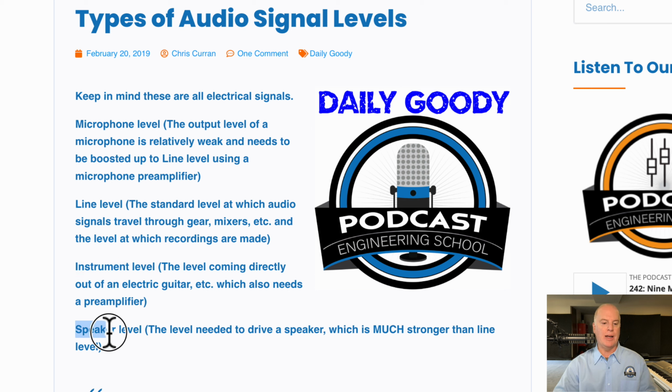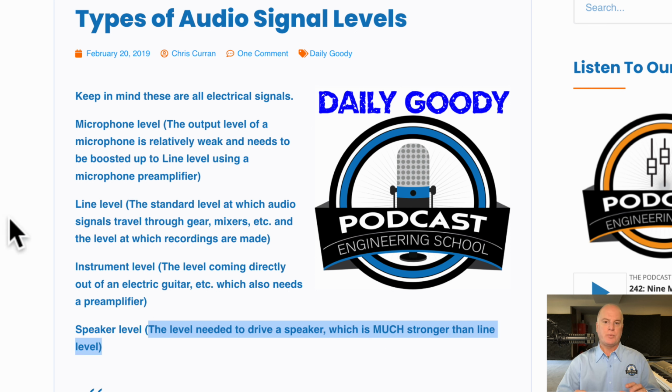And then you have speaker level. Speaker level is the level needed to drive a speaker, which is much stronger than line level. So I told you line level is where the level stays once you record it and play it back or send it around through gear, whatever. But speaker level is different. Speaker level is when you send a line level signal when you want to play it back through speakers or headphones, right?